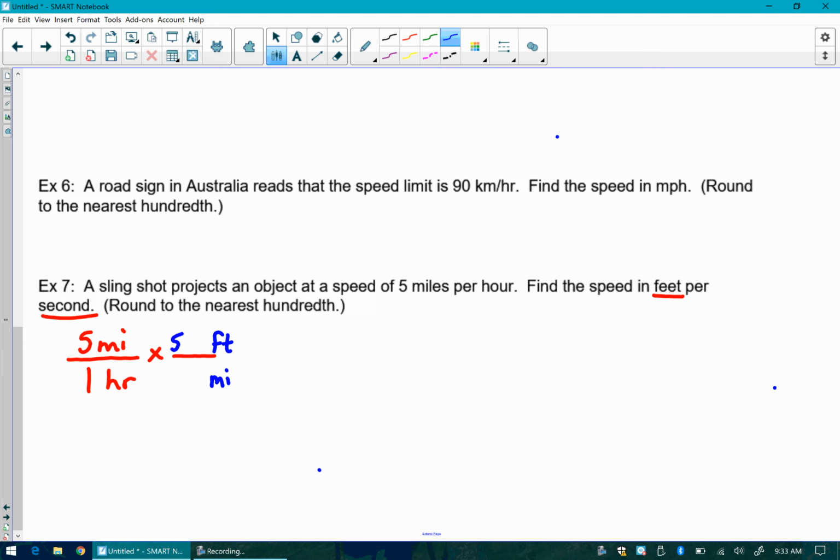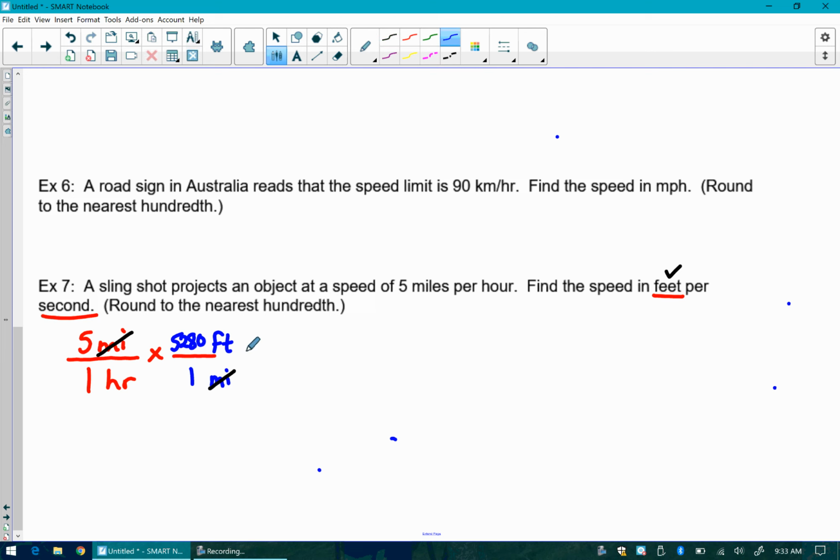5,280 feet in 1 mile. Don't get mile confused with meter. Mile is MI, meter is just M. So for this conversion factor, you should be at the top of that conversion sheet. Now at this point, miles cancel out. And I can't stop because I'm sitting at feet per hour. So I'm going to keep on with my chain, but I have at least established that I've got the first part that they asked me for.